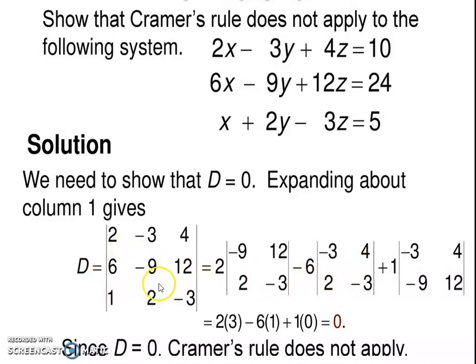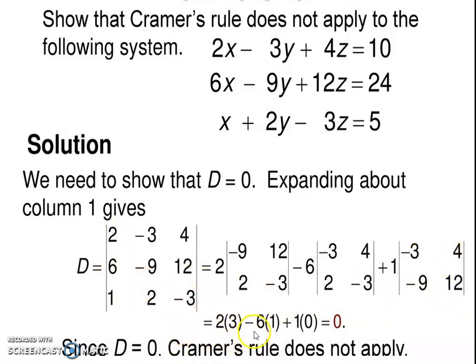So what is remaining then? We skip the second row and the first column. So what is remaining? Minus 3, 4 and 2, minus 3. And now we keep the one; we skip the last row and first column, leaving minus 3, 4, minus 9, 12.